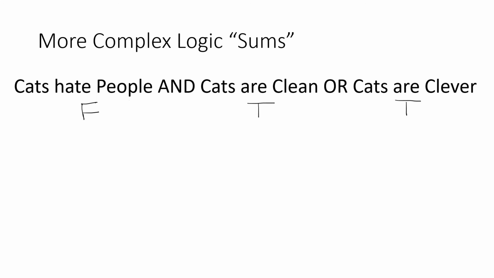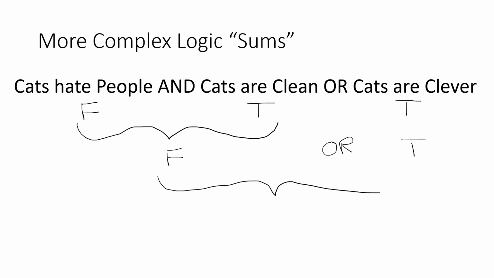Remember, with this time we can do the and first. It's on the left as well, but remember that ands always come first before ors, unless the or is in brackets. So here we've got a false and a true, and that we know gives us a false. And then we've got false or true here, and that is going to give me a true. So my overall answer is true.